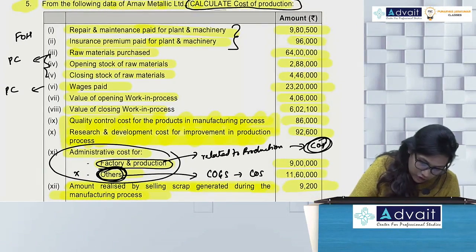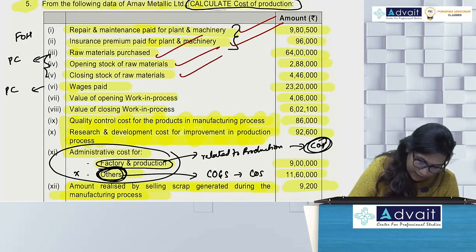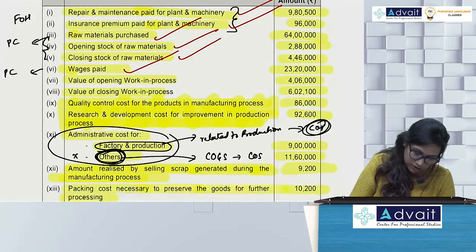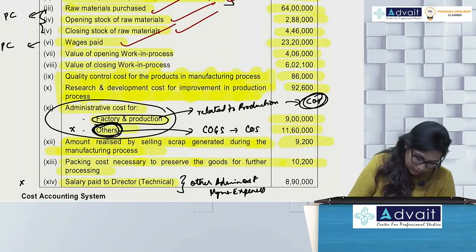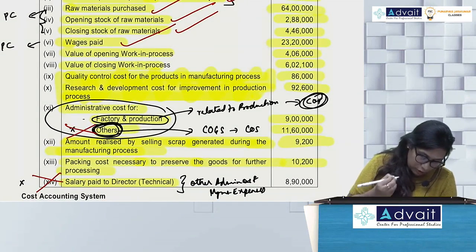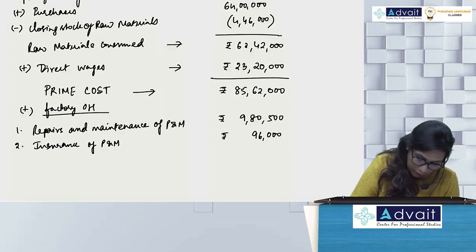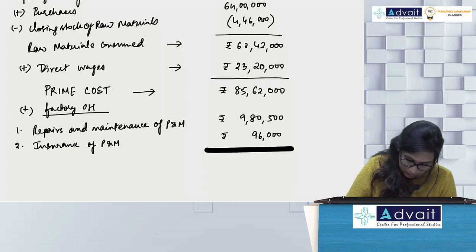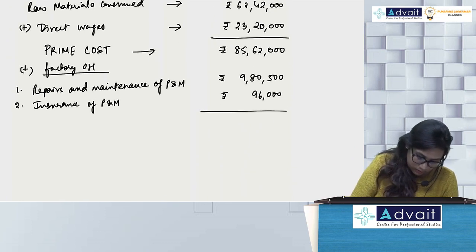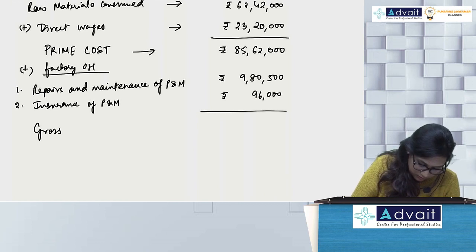We have adjusted this, raw materials purchased, opening, closing, wages. Wages tak we have adjusted. This will not come, this will not come. Already discussed. So tell me how much do you get? This is my gross factory cost.